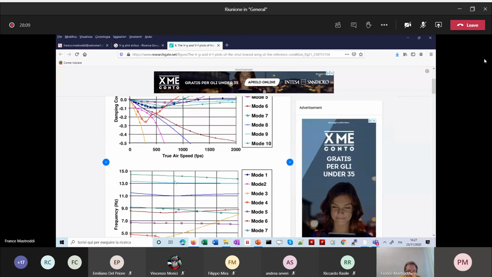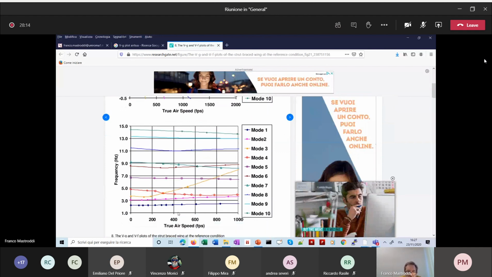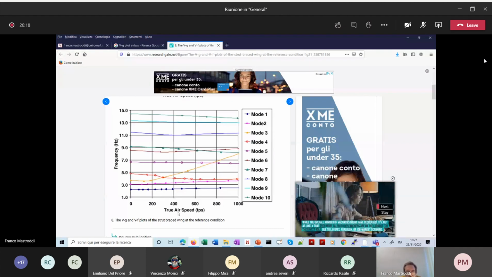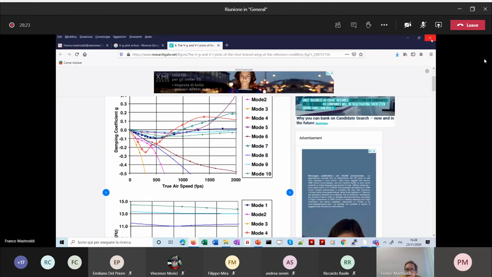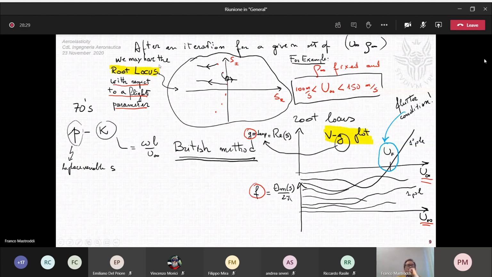And corresponding here, you have the frequency, we have the imaginary part varying, and this representation in real and imaginary part is quite equivalent to plotting your root locus. Okay, so you have velocity, and in the ordinate you have the real part of the poles and the imaginary part of the poles.